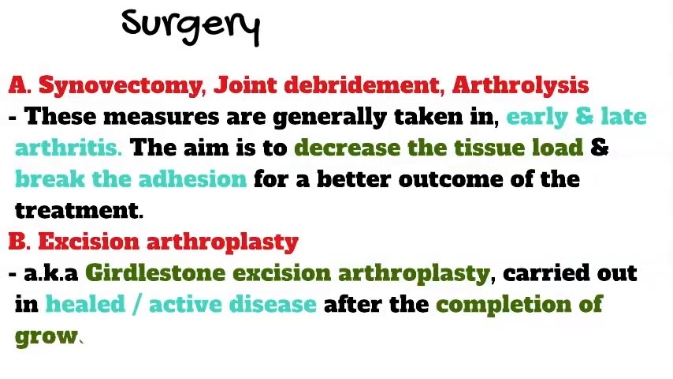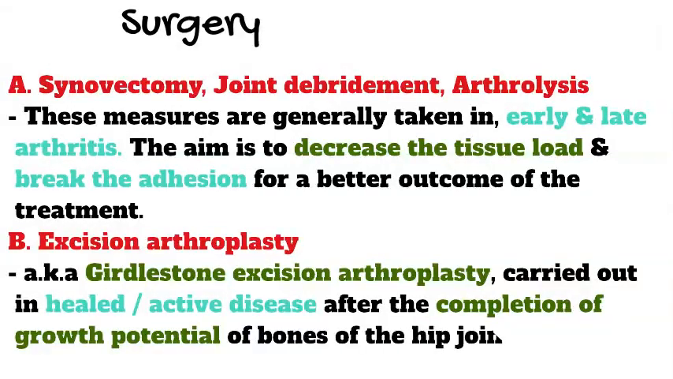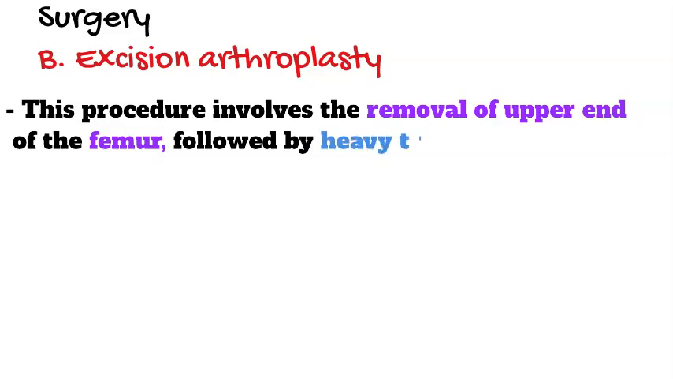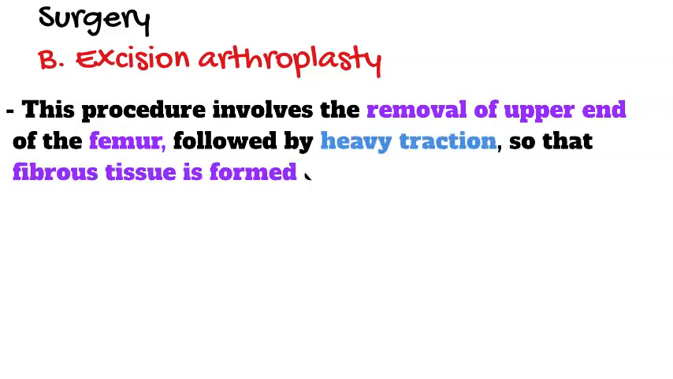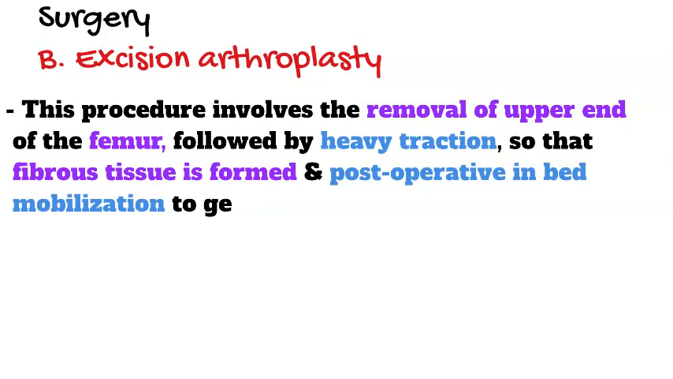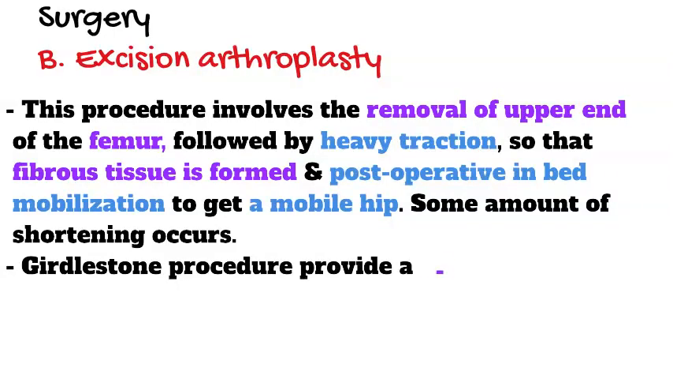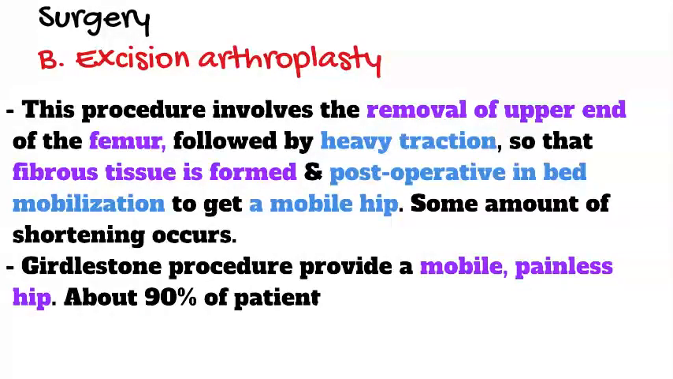B. Excision arthroplasty, also known as Girdlestone excision arthroplasty, carried out in healed or active disease after the completion of growth potential of bones of the hip joint. This procedure involves the removal of the upper end of the femur followed by heavy traction so that fibrous tissue is formed, and post-operative in-bed mobilization to get a mobile hip. Some amount of shortening will occur.